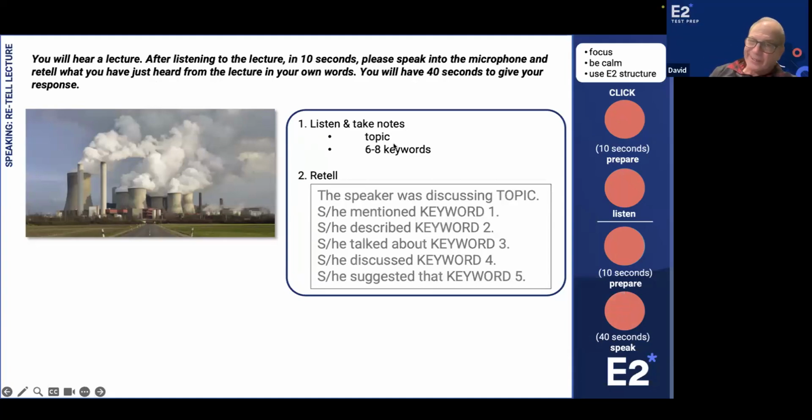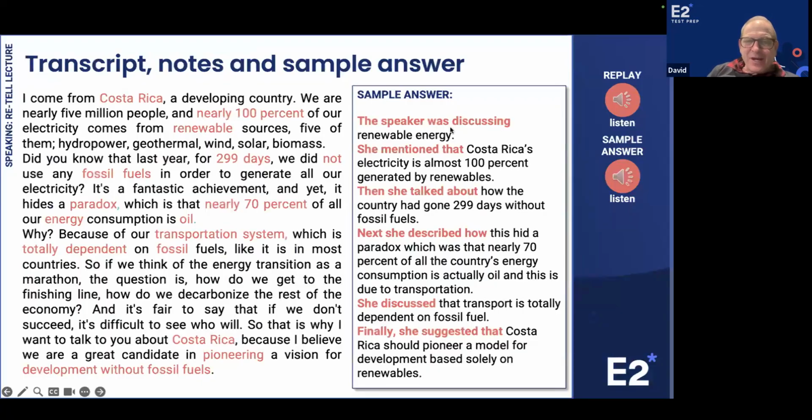Cool. Okay, we're going to get good at it. Here's a sample answer. Again, there are the notes, which were similar to what you would have taken, not exact probably, and then the format of the response.